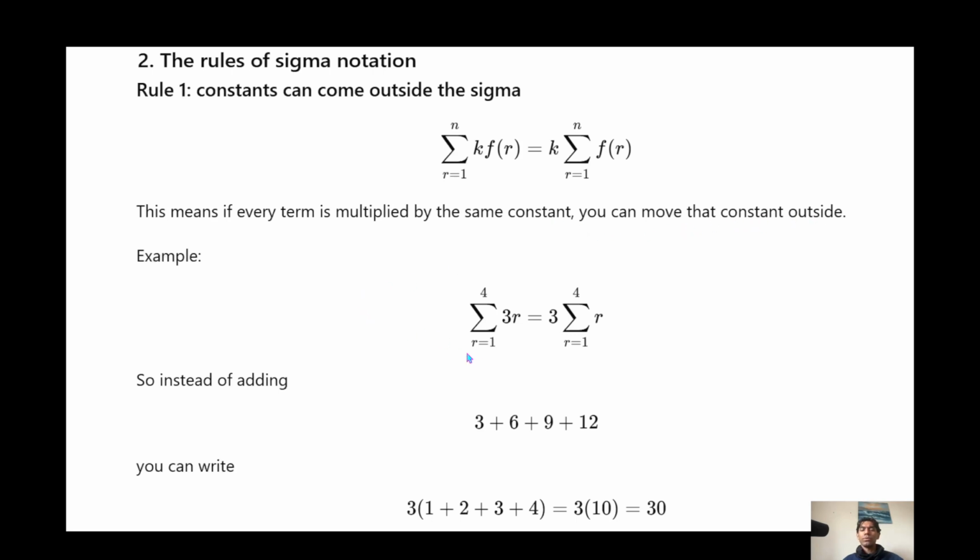For example, the sum of r equals 1 to 4 of 3r is equal to 3 multiplied by the sum of r equals 1 to 4 of r. So instead of adding 3 plus 6 plus 9 plus 12, you can write 3 multiplied by 1 plus 2 plus 3 plus 4, which is equal to 3 times 10, which is equal to 30.